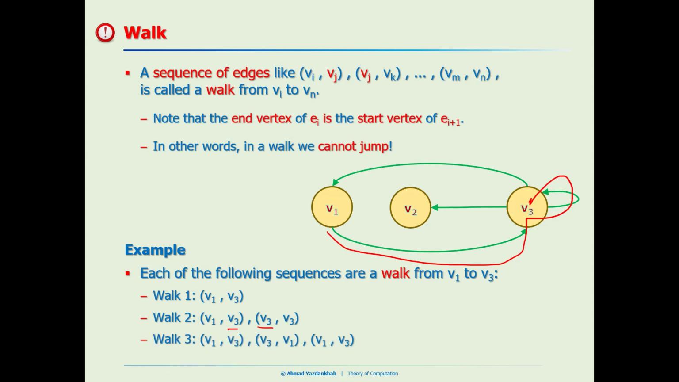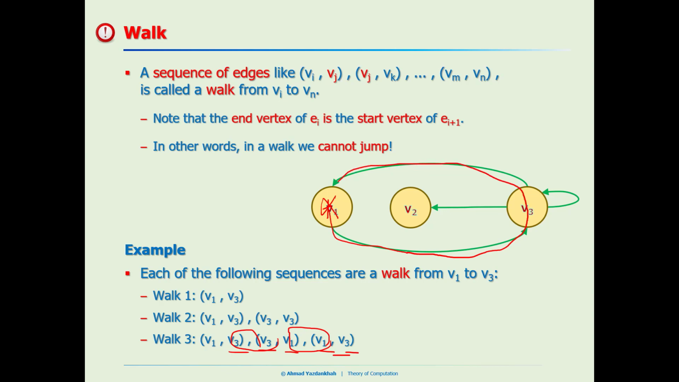How about this one? V1 to V3, V3 to V1, and V1 to V3. We just need to check that these two are equal, these two are equal, right? And we have not jumped from one to another. For example, if you jump from here to here, it's not a walk. You should walk on the edges to have a walk like this.